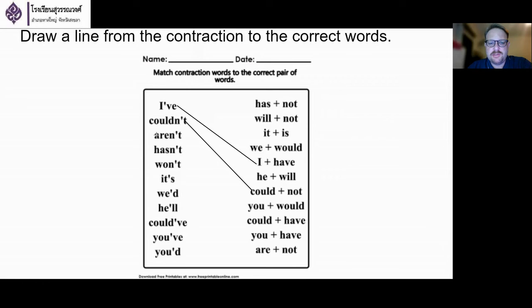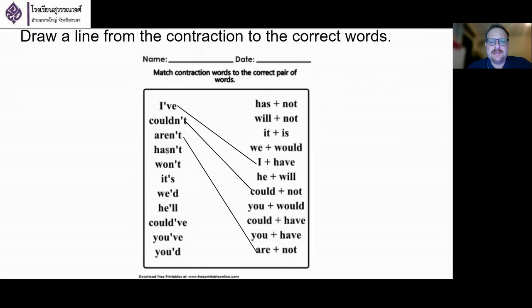Aren't. Another NT. Aren't. Are not, in apostrophe T. Are not. Where is are not? Are not. I'm going to draw a line to the contraction aren't.